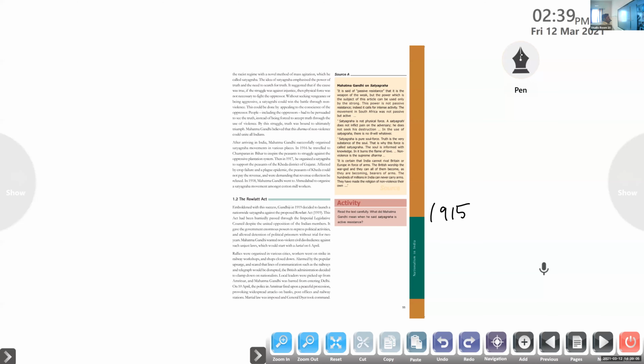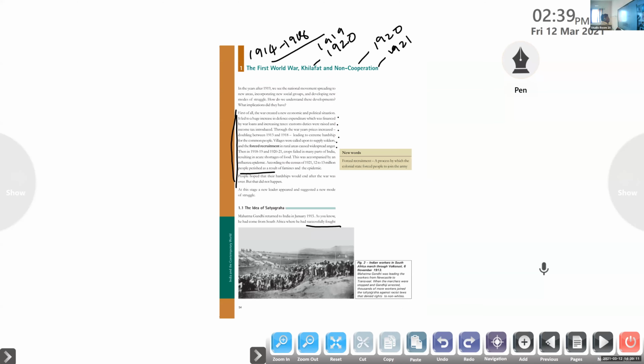Listen carefully. The idea of Satyagraha by Mahatma Gandhi is an important topic for the examination. So just write down the question. What is the idea of Gandhian Satyagraha? Repeating the question: What is the idea of Gandhian Satyagraha? Explain. So the answer is here.